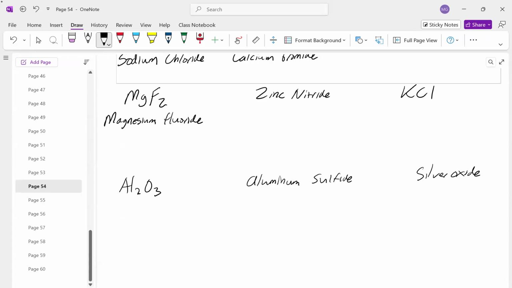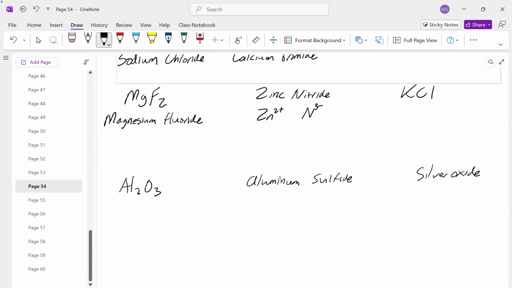All right, now going from name to formula might sometimes be a little bit more difficult because we have to look at each ion separately. So let's look at zinc. Well, zinc is generally always +2. And nitride, that's the N3- ion.